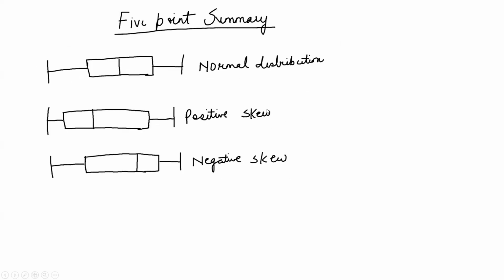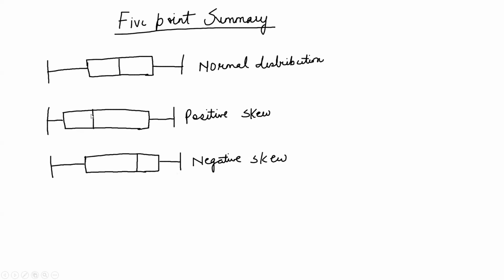Now, one more thing: when you are drawing any kind of 5-point summary using a box plot, you can look at the shape and tell whether it's normally distributed, positively skewed, or negatively skewed. When we talk about normal distribution, the box will be in a perfect form, and you can see this part which contains the interquartile range. The middle value will be in the middle. But when you talk about positively skewed, then the median will be on the lower side. It will be shifted more towards the left side.